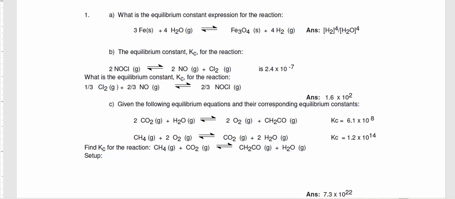What is the equilibrium constant expression for this reaction? Remember that solids do not appear in the equilibrium constant expression. So the Kc will be equal to the concentration of the hydrogen raised to the 4th, because that is the coefficient in the balanced chemical equation, divided by the reactants. In this case, we have water. Now, water will be raised to the 4th as well, the concentration of water.